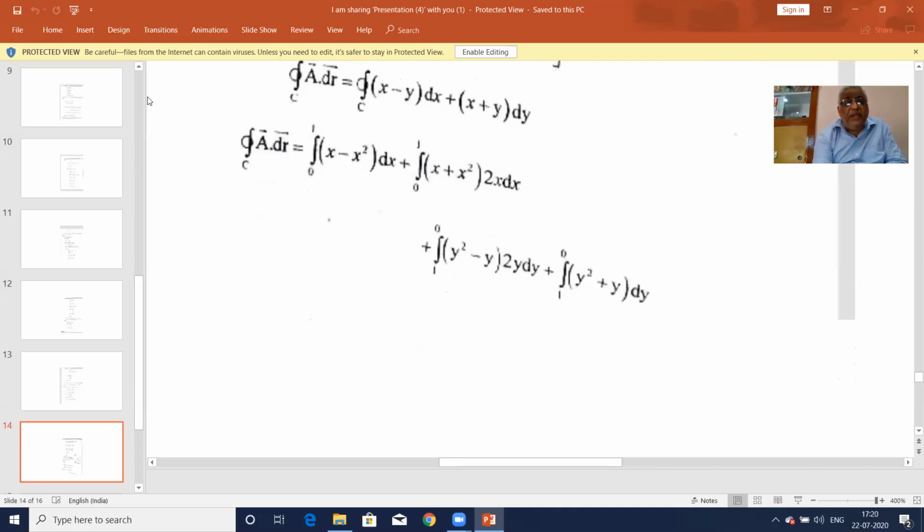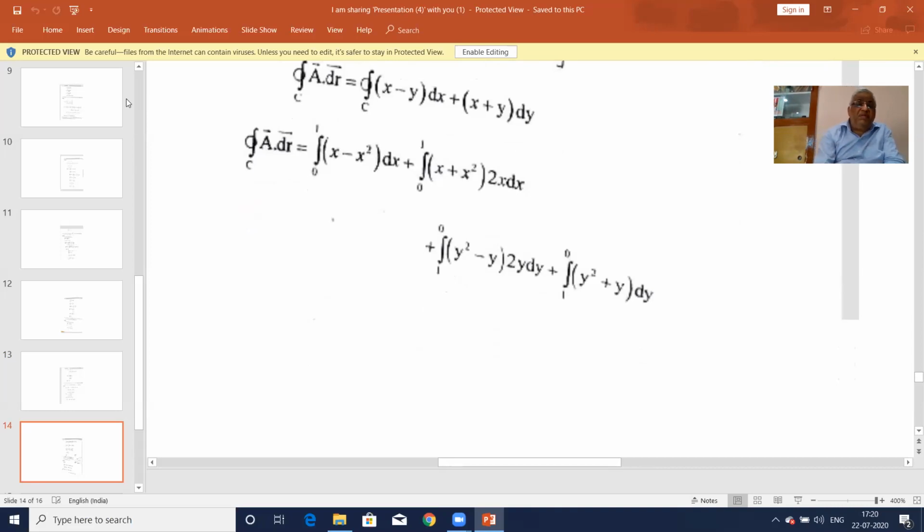Both curves we can put, one in the reverse direction. That way it is given. The first part of the integral you are taking from 0 to 1, and then 1 to 0, and 0 to 1. From the diagram we can see which values we have to put as the limits.